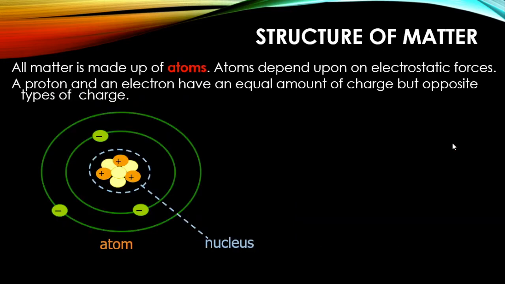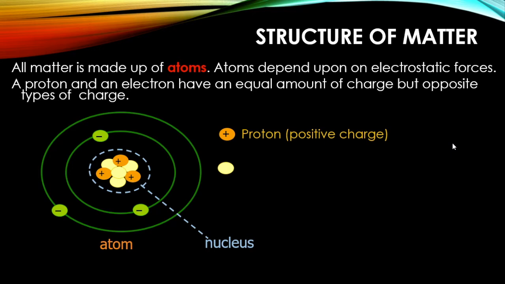Let's talk about the structure of an atom. And you guys have heard about atoms before. But basically, all we want to know for this class is that atoms depend on electrostatic forces. A proton and an electron have an equal amount of charge, but opposite types of charge. A proton, the little plus one over there, is going to be positively charged.